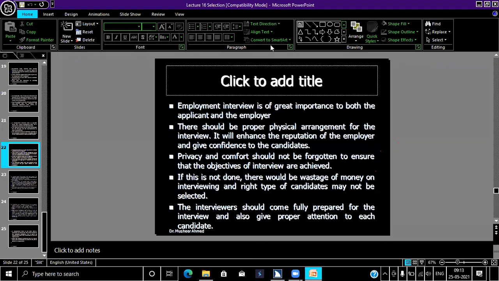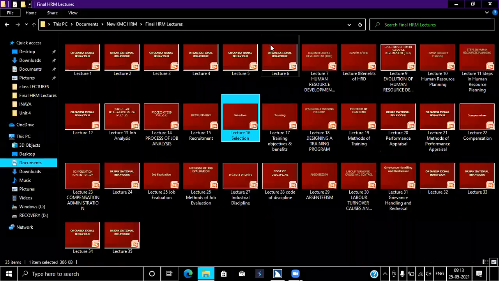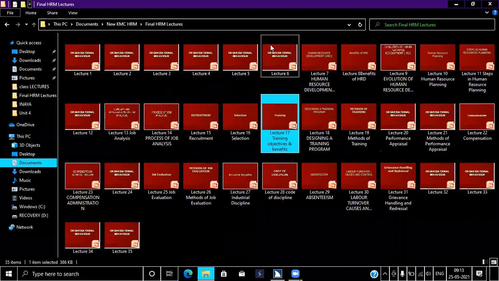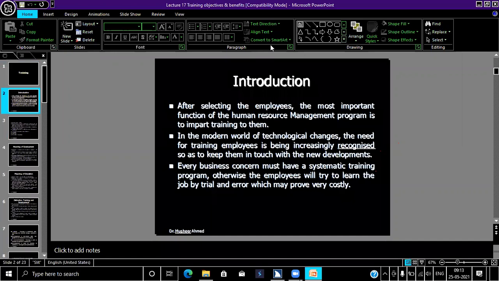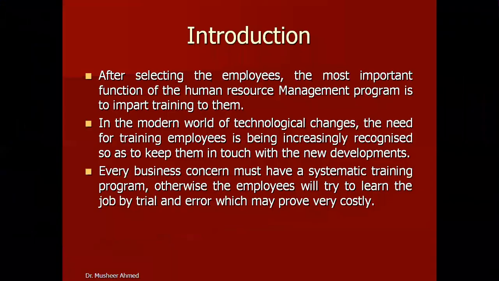So now we will start with the next topic, which is training objectives and benefits. All right, we'll start with it because these 2 points were left behind yesterday, so I just thought of completing them, right? So let's start with the topic of today, and the topic of today is training, right? Now let's start with training. Let's understand training.